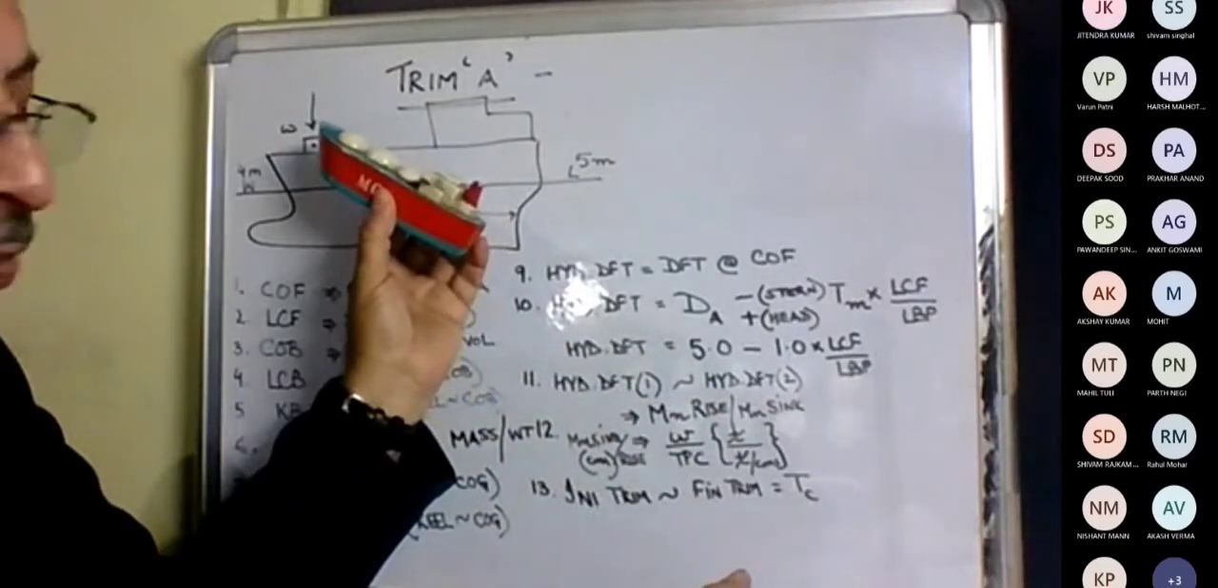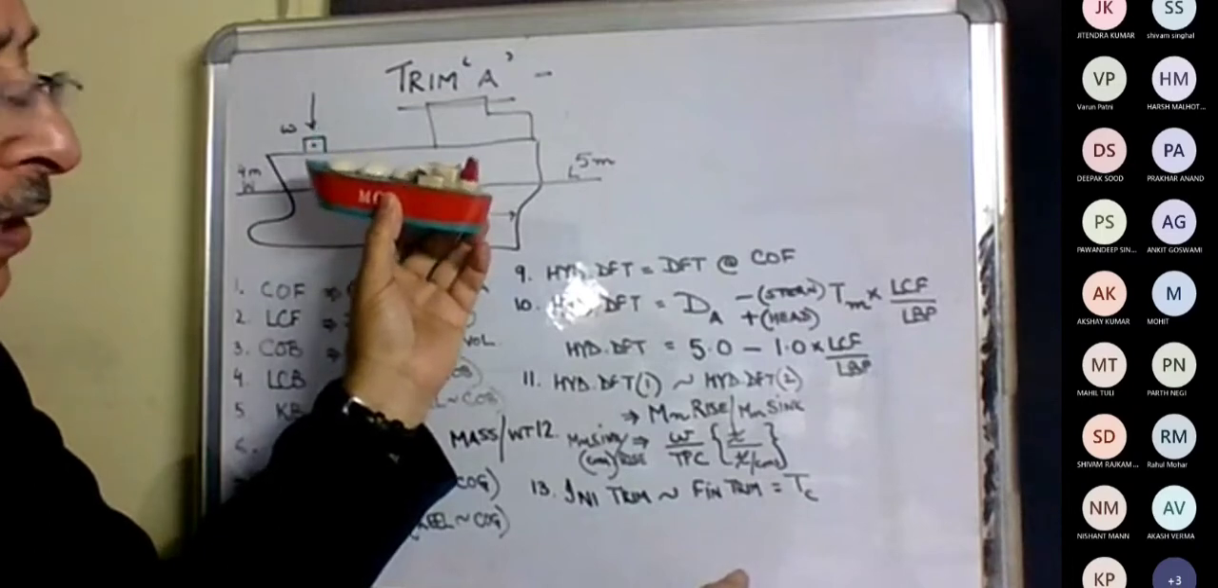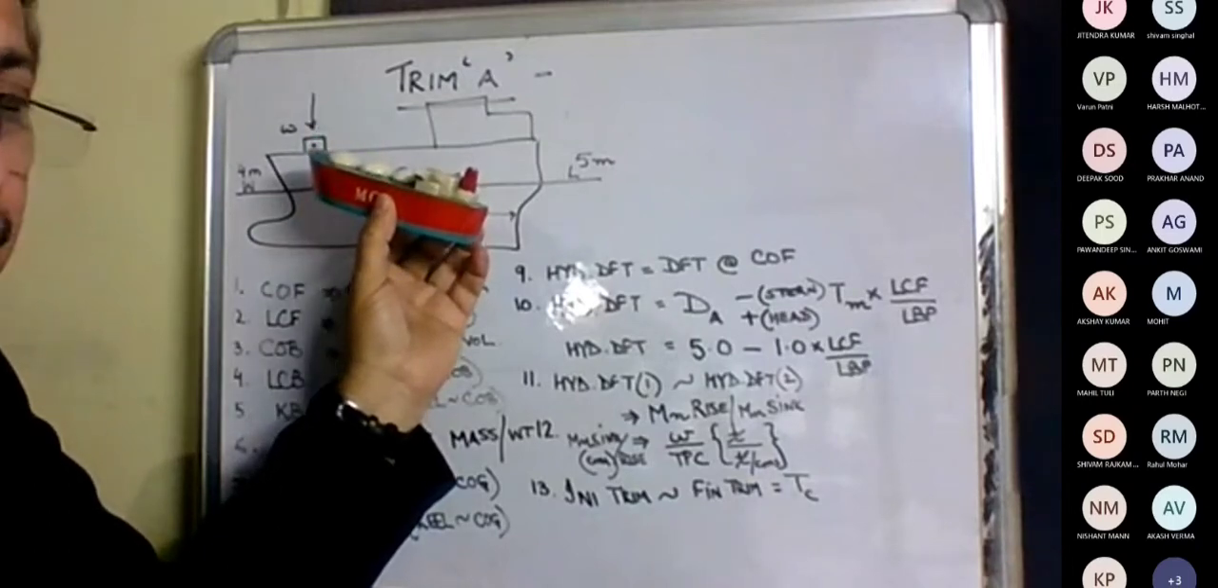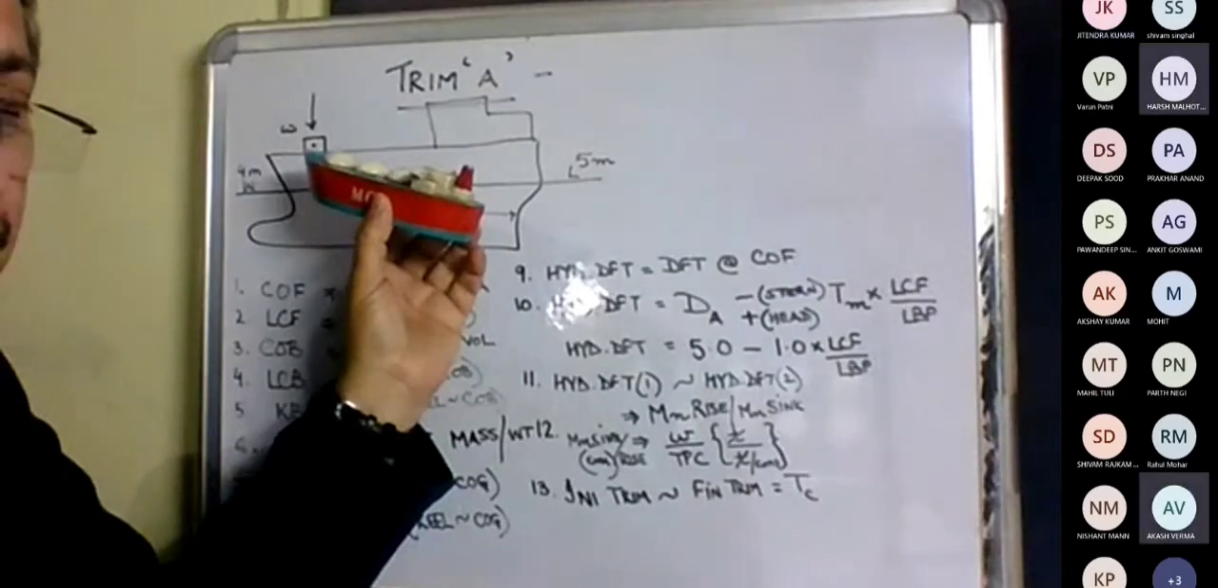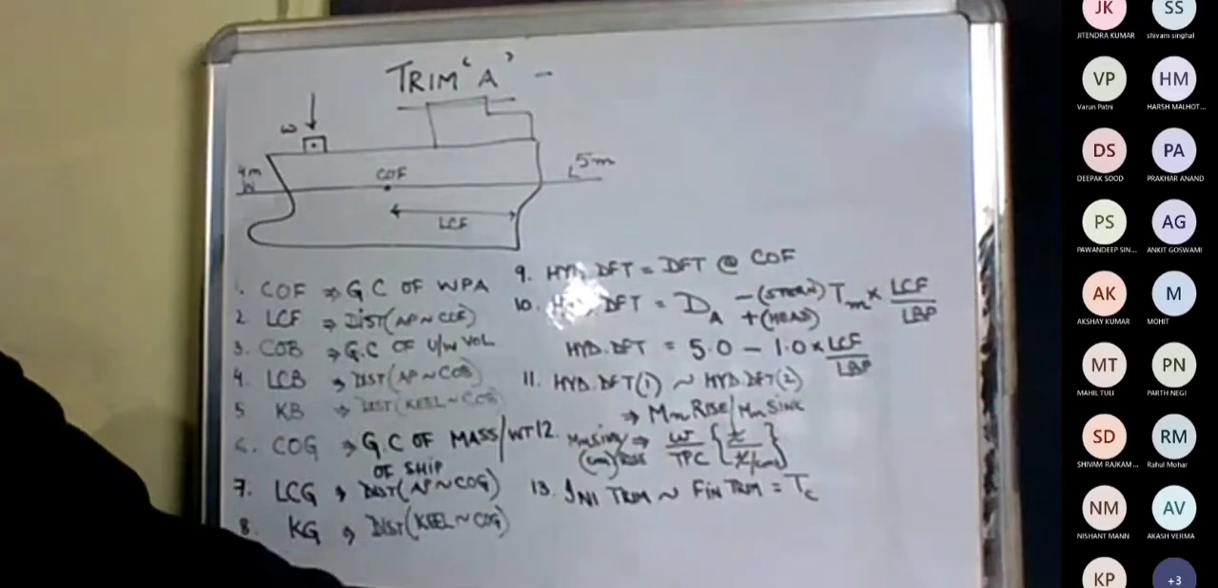Morning, trim is 3 meters by stern. Evening, trim is 1 meter by stern. Sir, 2 meters by head. 2 meters by head, correct. Is that okay with everyone?